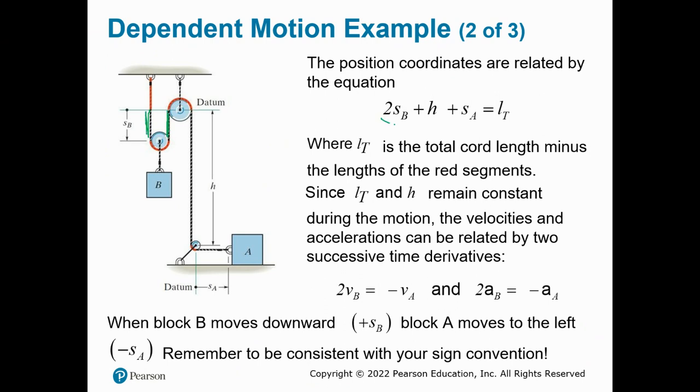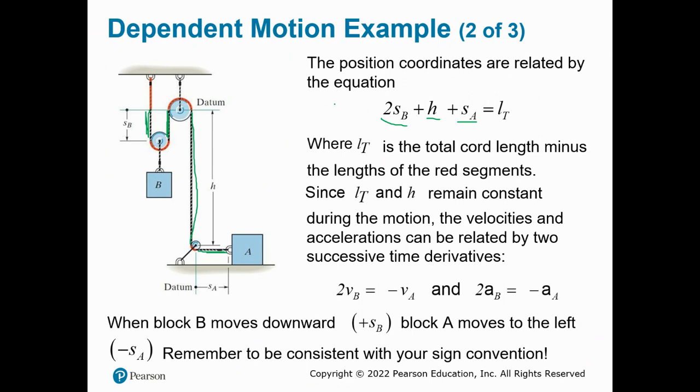Two SB together, and then plus the H, which is the height from there to there, okay? Plus the H and plus SA, which is this portion right here, equals the total length of the cable. And I know it's not truly the total length of the cable, but we're skipping all the red parts because we know those portions do not change.